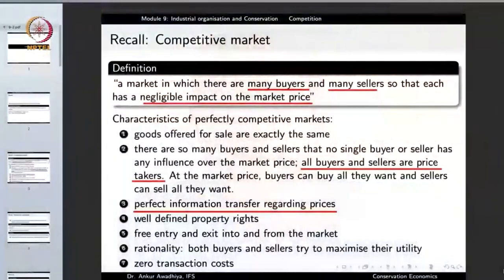So there are no transaction costs, no cost of moving from one place to another, and no cost of getting the information or transmitting the information. So this is what a theoretical competitive market, or a model of a competitive market, will look like. So these are the characteristics.